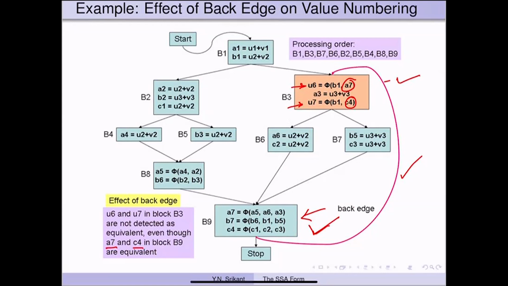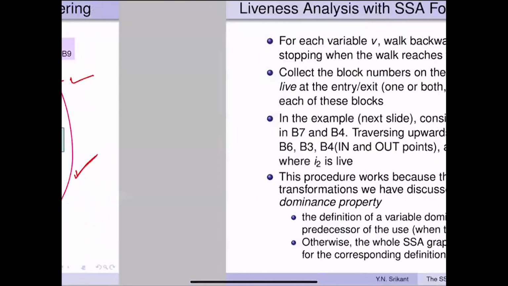So some redundant phi expressions may remain even though in actuality they will be equivalent. So this is what happens because of the back edge. Okay. So back edges only water down the effect of value numbering, but not that they do any harm per se. Okay.